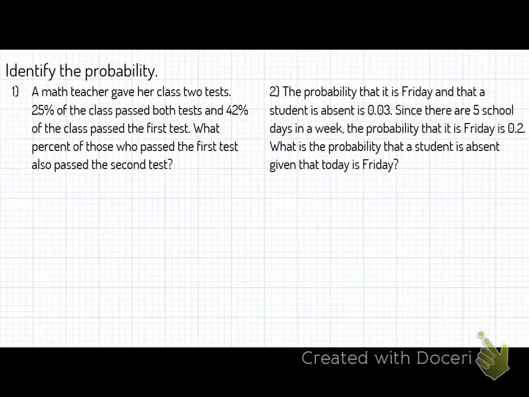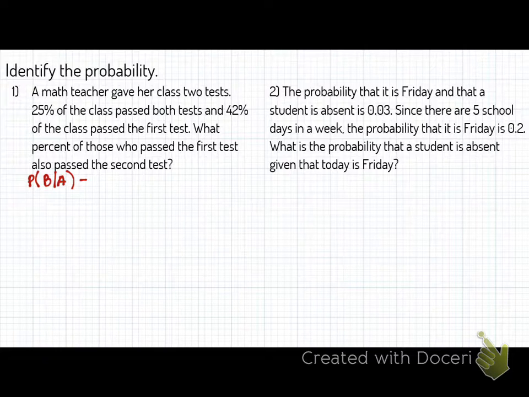But we also know that 42% of the class passed the first test. So what percent of those who passed the first test also passed the second test? We want to know how many people passed the second test given on the condition you passed the first test. Does that make sense so far? We need to know if you passed the first test or not, and what information we have here. So the first thing when we're trying to find conditional probabilities, we're going to use this formula, which is going to be the probability of event B given that event A occurs.